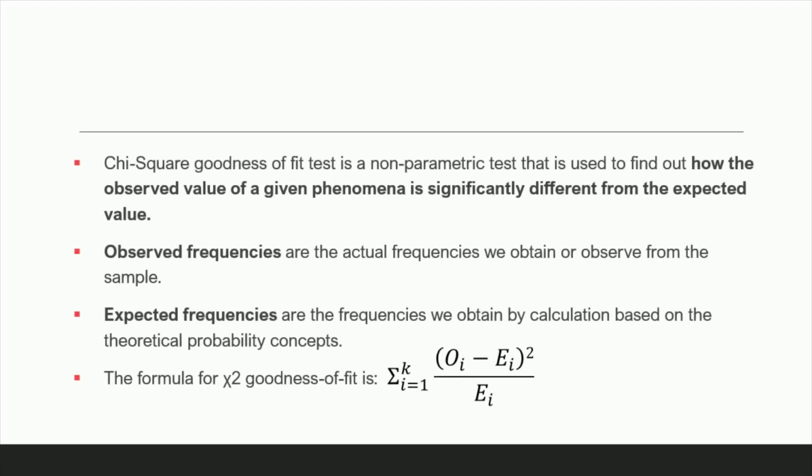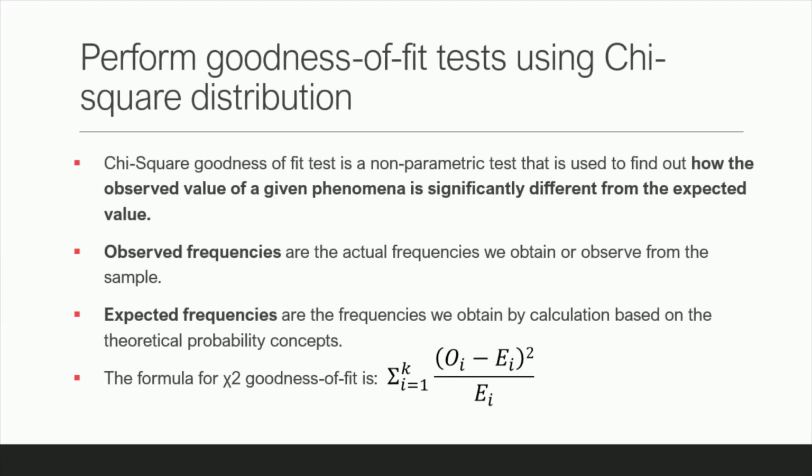Again, chi-square goodness of fit test is a non-parametric test that is used to find out how the observed value of a given phenomenon is significantly different from the expected value. Observed frequencies are the actual frequencies we obtain or observe from the sample. Expected frequencies are the frequencies we obtain by calculation based on theoretical probability concepts. The formula for chi-square statistic is given, and the chi-square statistic will be used to calculate the p-value.